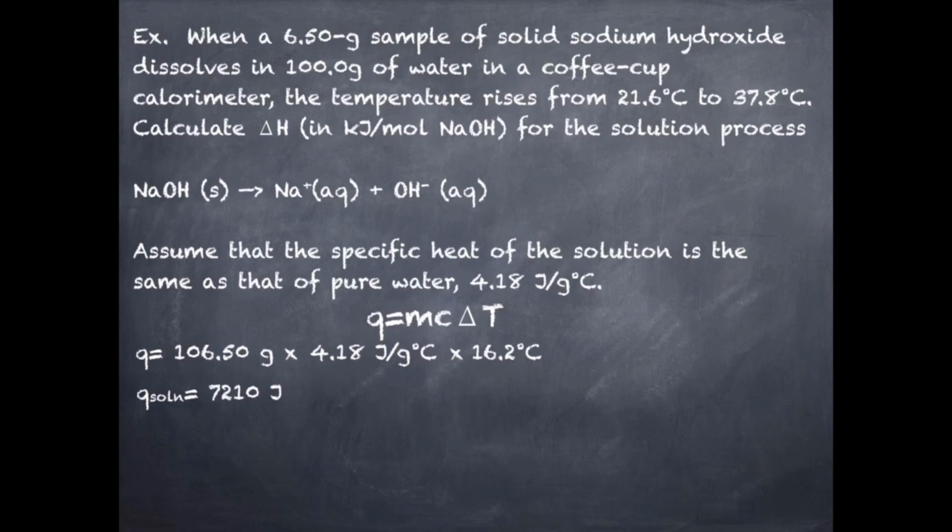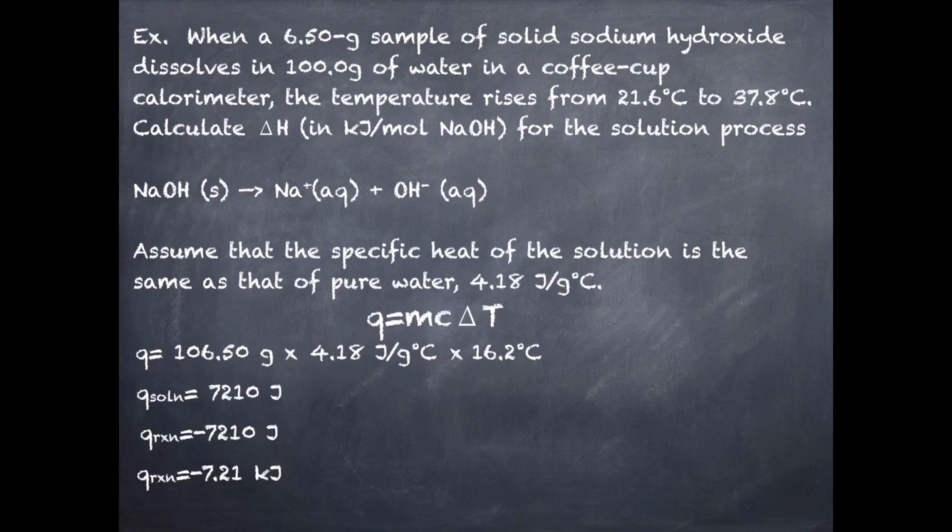Now, I know that the heat of my reaction is simply going to be the negative of that, because while the solution gains 7,210 joules, my reaction releases that. So it's going to be negative 7,210 joules. What I'm going to do now is convert that into kilojoules, because it asks me for kilojoules per mole. So it's going to be negative 7.21 kilojoules.